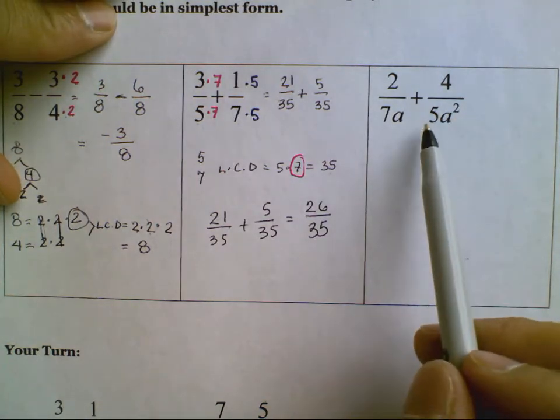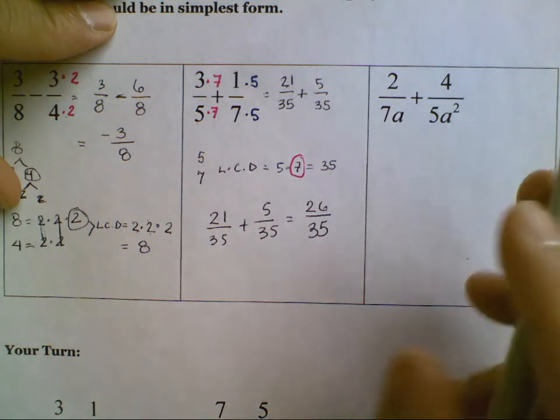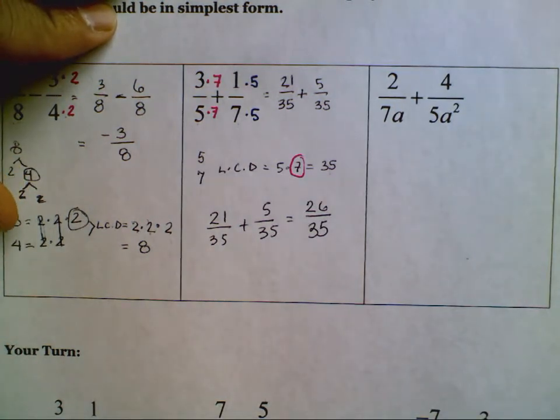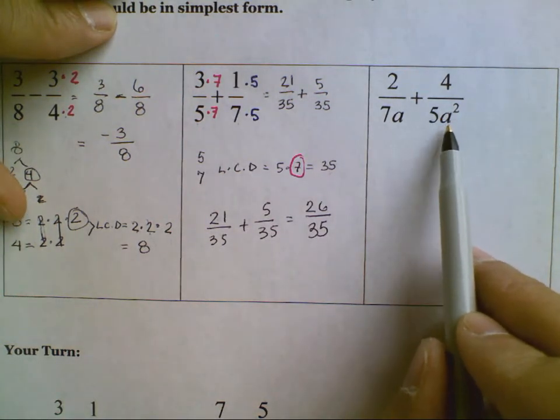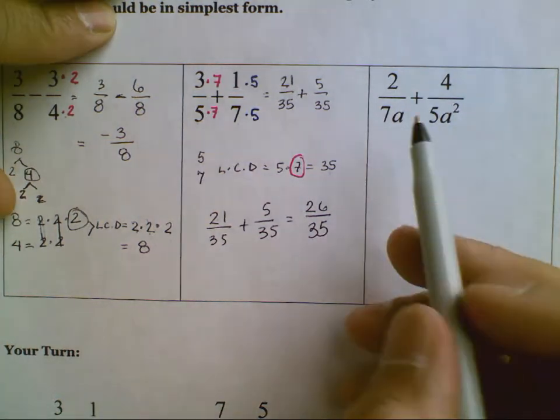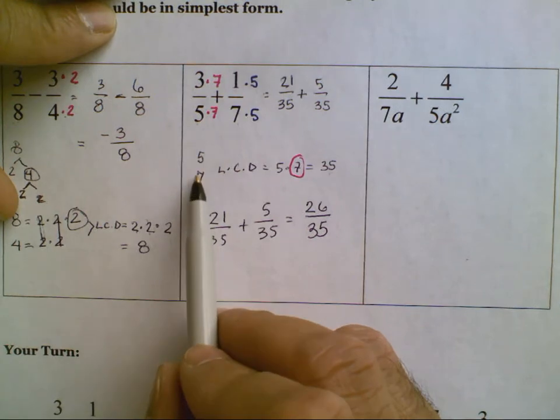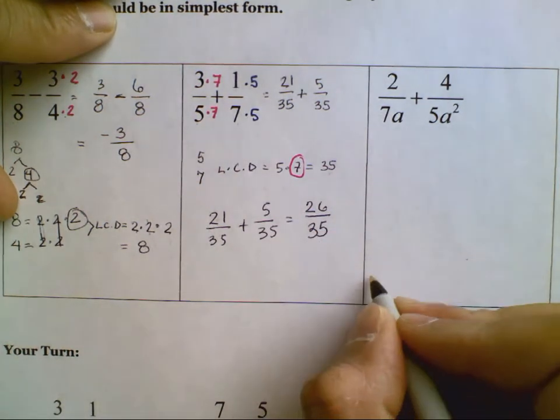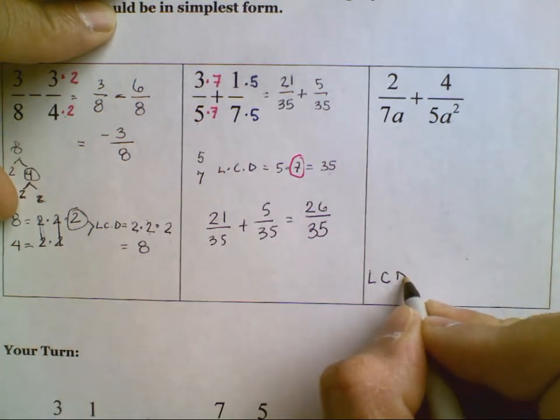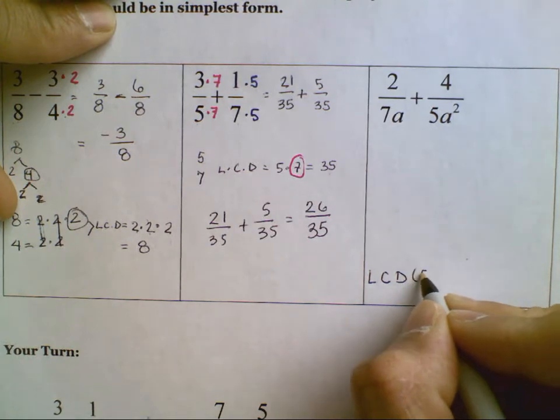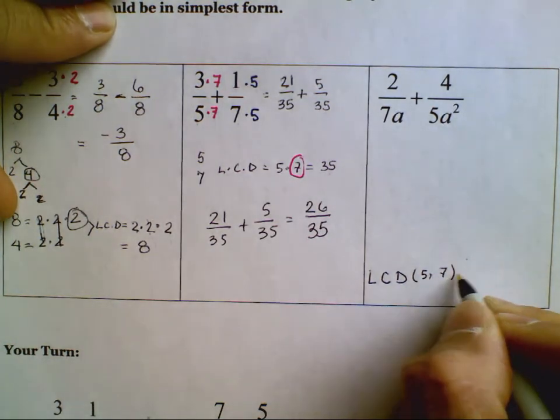You have a and a squared, and it's the opposite of factorization. In factorization, we choose the least exponent. With the least common denominator, we're going to choose the highest exponent. So in this case, what is the least common denominator? Look at the previous example, 5 and 7. We know the least common denominator between 5 and 7 is 35.